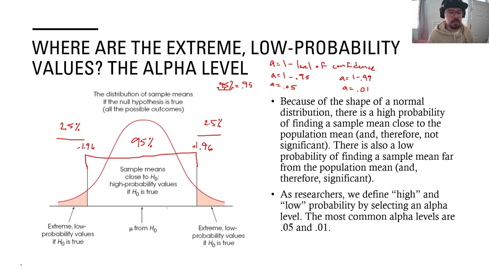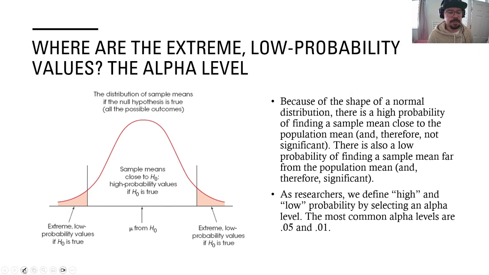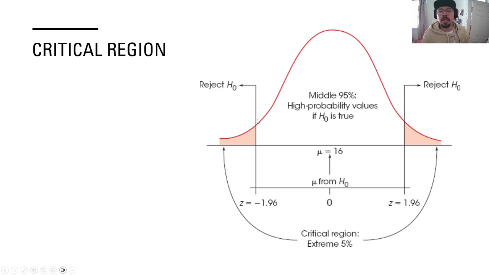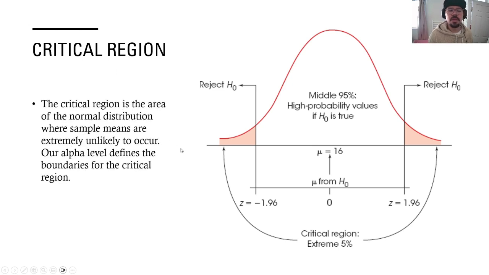All right, so I'm going to go ahead and clear off all my markings there, and let's get back to this. These shaded areas in the tails are called the critical region. So this is still a part of step 2. The critical region is the area of the normal distribution where sample means are extremely unlikely to occur. Our alpha level defines the boundaries for the critical region.